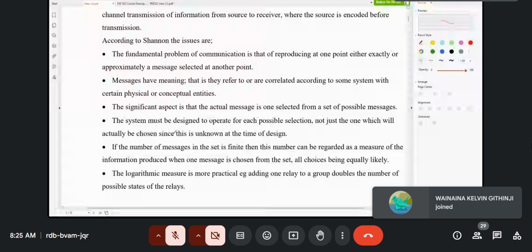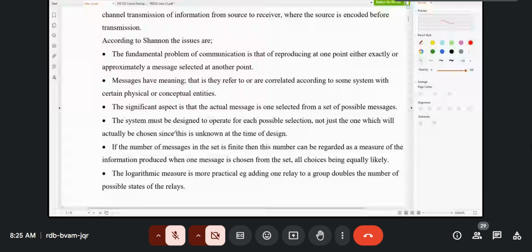The number of messages is finite. This number can be regarded as a measure of the information produced when one message is chosen from the set, all choices being equally likely. I think we are going to look at this in details. Actually, this will be one of the pieces of our discussion.